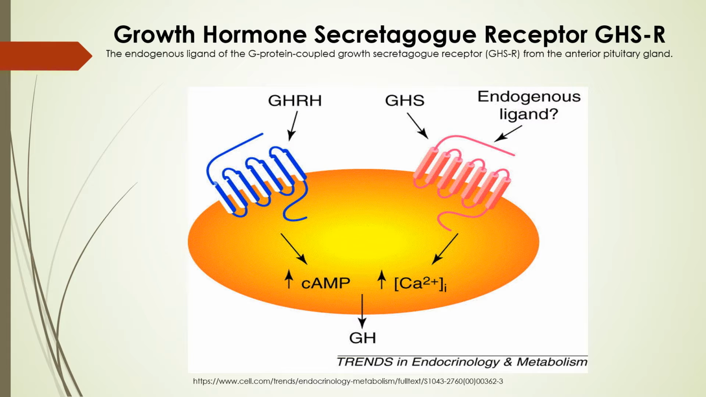Other studies have noted that ghrelin stimulates the endogenous ligand for growth hormone release from the anterior pituitary, but its main function is to regulate hunger and metabolism.